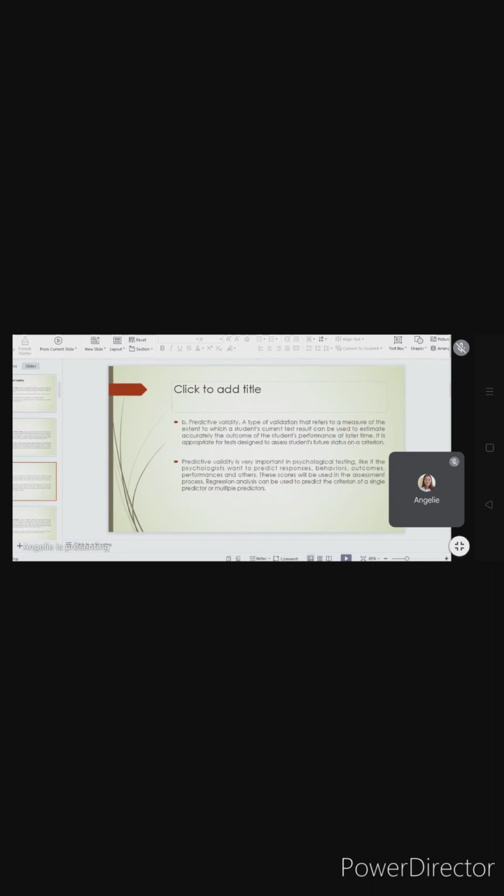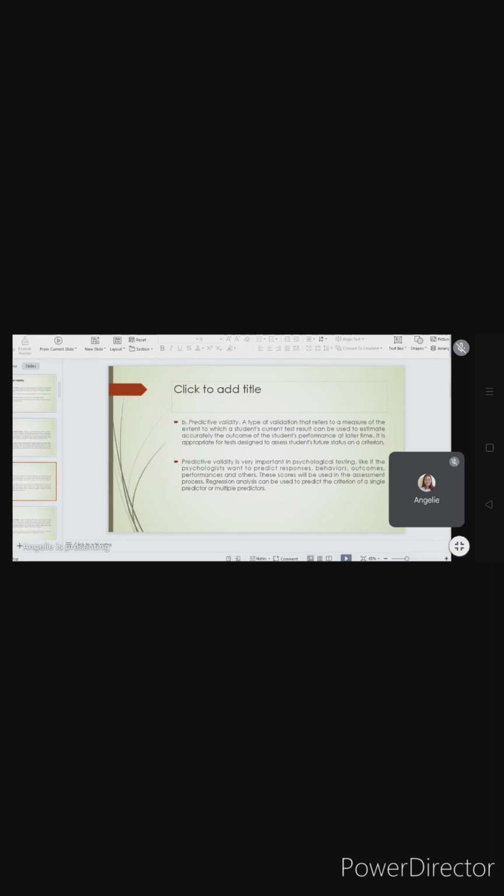B, predictive validity. This is a type of validation that refers to the measure of the extent to which a student's current test results can be used to estimate accurately the outcome of the student's performance at a later time. It is appropriate for tests designed to assess students' future status, or a criterion.